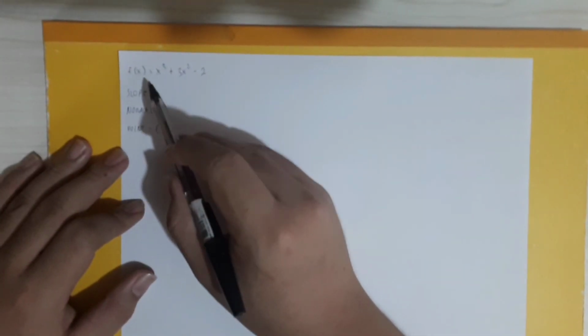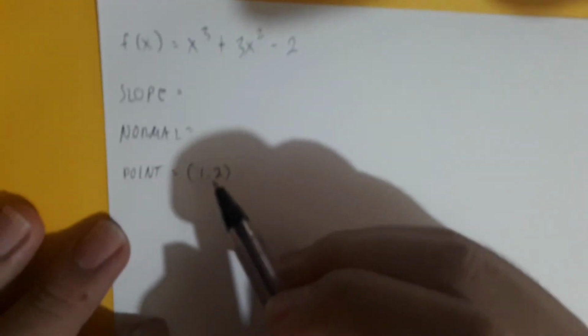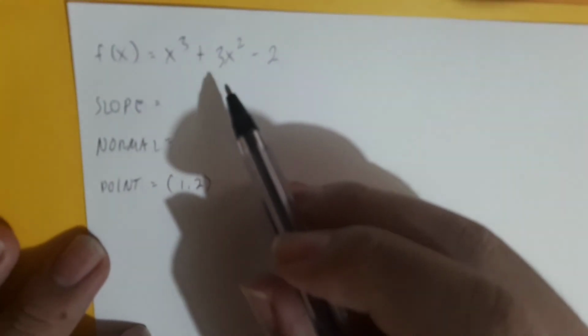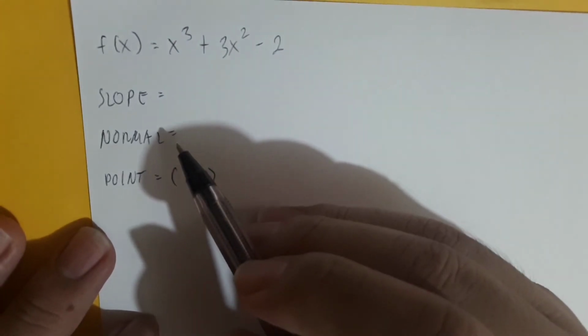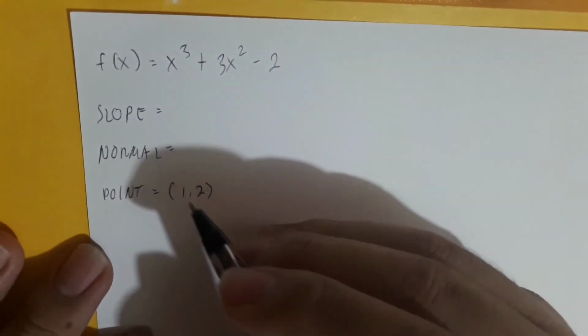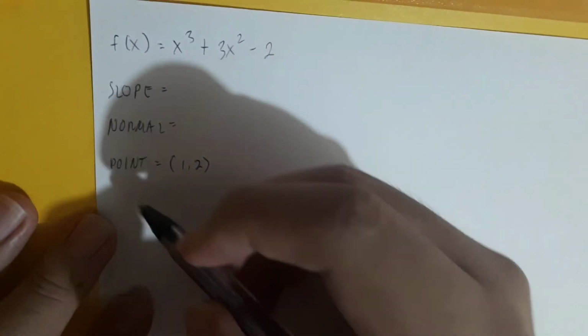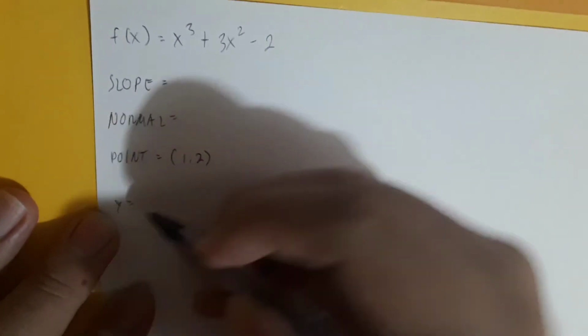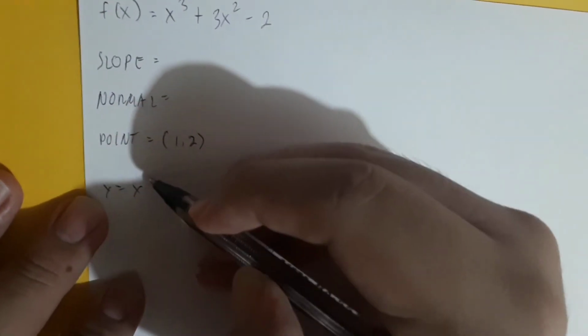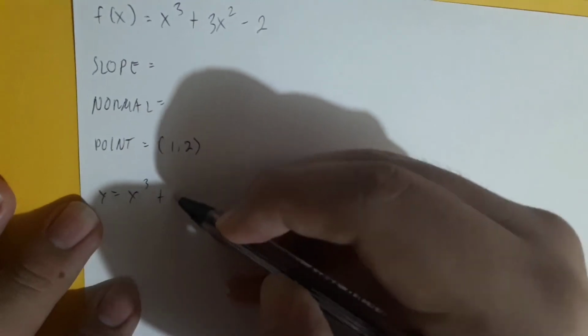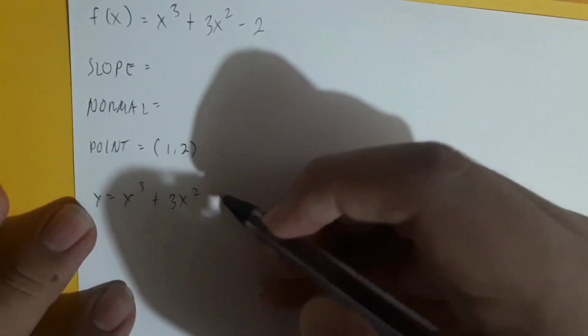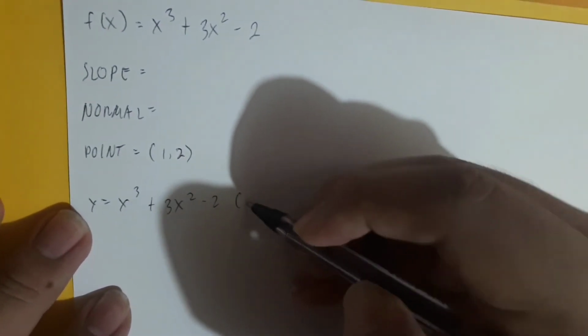So here is our function and our point. This point is from this function, on the graph of the function. So we need to find our slope. In order to find the slope, we need to find the first derivative of the function. So y is equal to x cubed plus 3x squared minus 2 at the given point 1, 2.